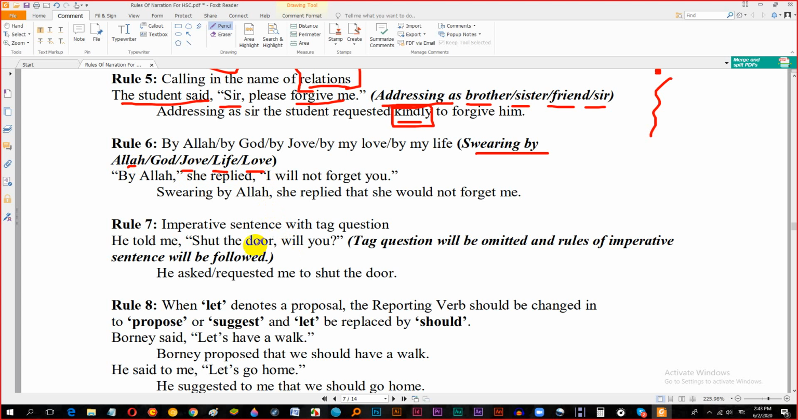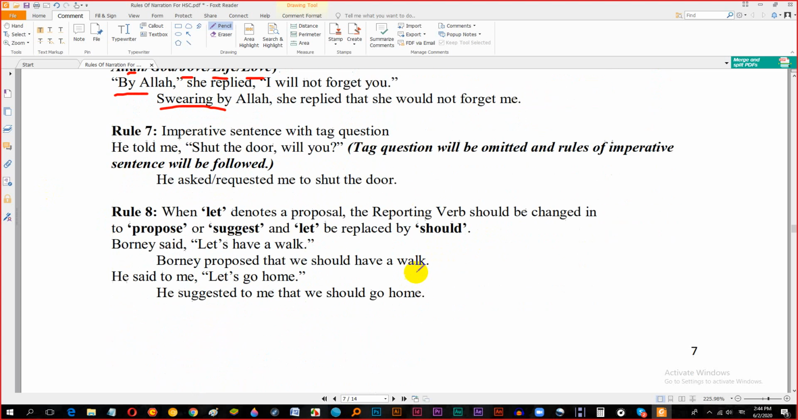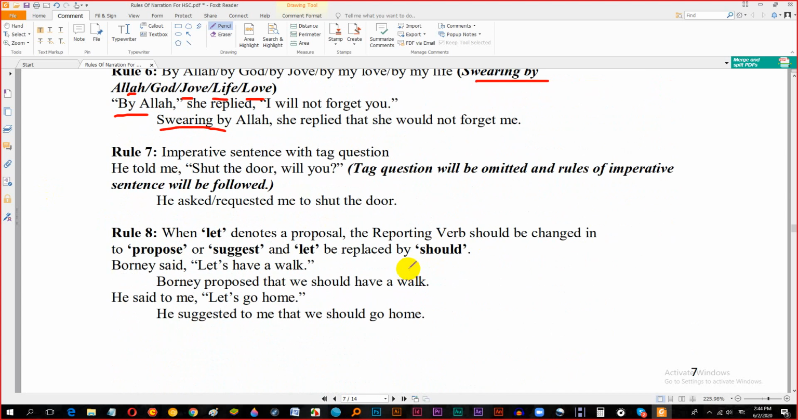So what you have to do: if we find by plus Allah or any godlike thing, or any different religious superior thing, then we have to use swearing. So, swearing by Allah: she replied that she would not forget me. Okay, then rule number 7, imperative sentence with tag questions. See, he told me shut the door, will you?